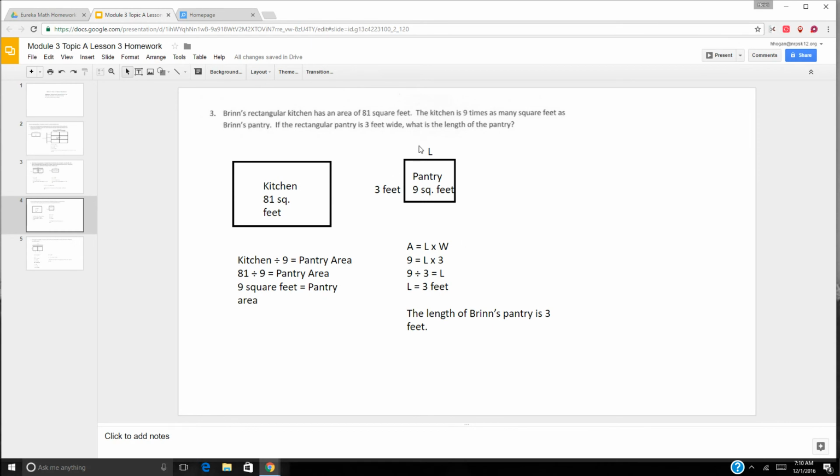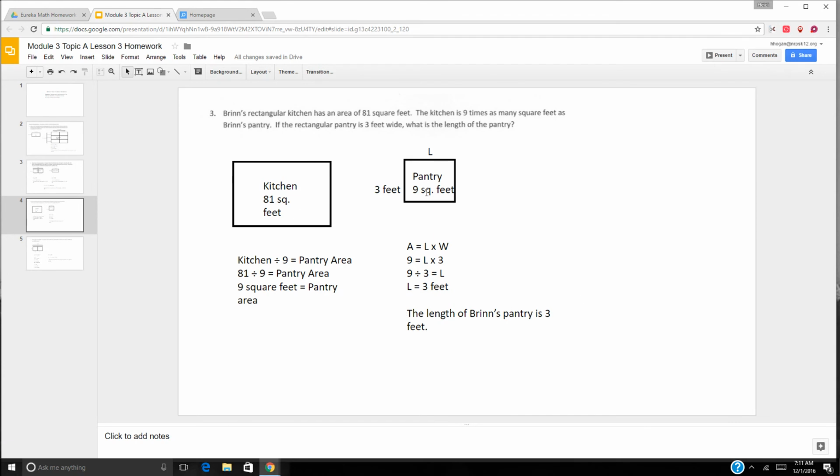So now we can figure out the length. The area is length times width. If the pantry is 9 square feet, and we know that the width is 3, we need to find the length. 3 times what is 9? 9 divided by 3 is 3. So the length of Bryn's pantry is 3 feet.